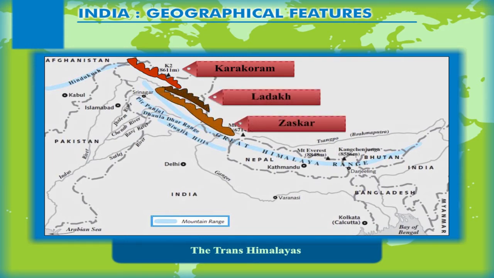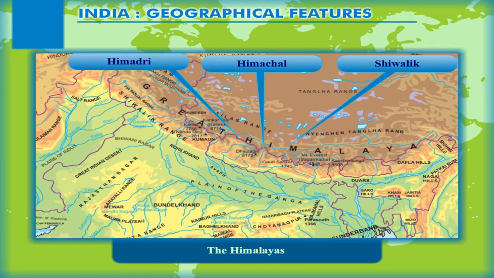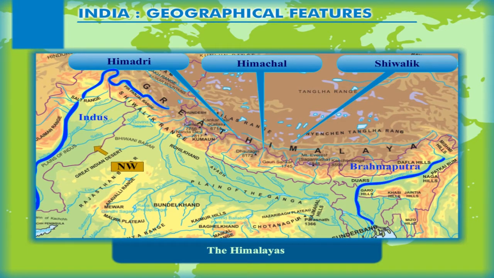The Ladakh and Zaskar ranges are parallel to the Karakoram range. These 2 ranges lie to the north and south of River Indus respectively. The Himalayas. These young fold mountains are a group of 3 parallel ranges, that is, the Himadri, the Himachal, and the Shivalik, that extend from River Indus in the west to River Brahmaputra in the east. They run in the northwest to southeast direction, forming an arc for about 2,500 kilometers.